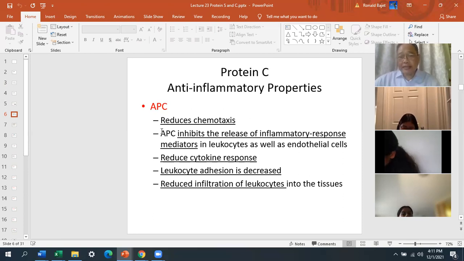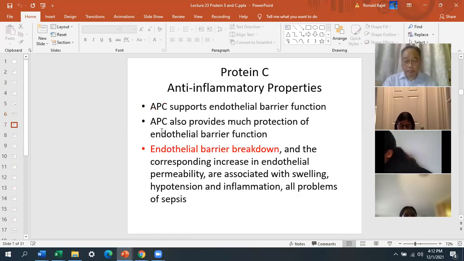Well, what APC does, it's not going to inhibit the inflammatory response, but it'll just tone it down. Okay, it reduces chemotaxis. Chemotaxis has to take place, but it'll reduce it. Cytokines have to take place, but it'll reduce it. You need to have infiltration of leukocytes, but it'll reduce it. Okay, and you also have to have leukocyte adhesion. APC just tones down the inflammatory response.